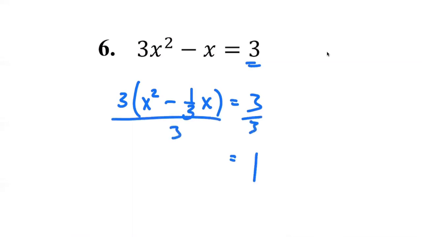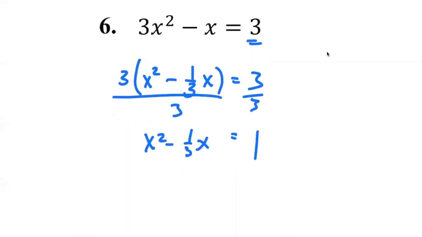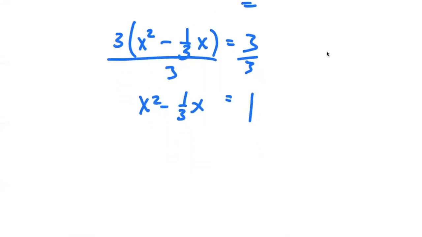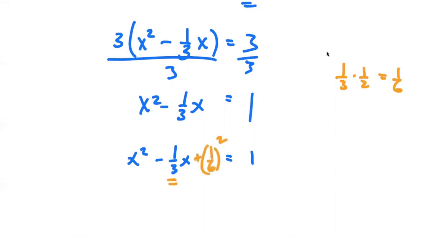So 3 over 3 is 1. So you have x squared minus 1/3 x. And yes, it is a fraction, and yes, it will be a little bit uglier, but it's not like 10 times more difficult. We carry out the same process. We say, all right, cool. Divide this by 2 or times it by 1/2, which is 1/6. So we say, all right, plus 1/6 squared on both sides.